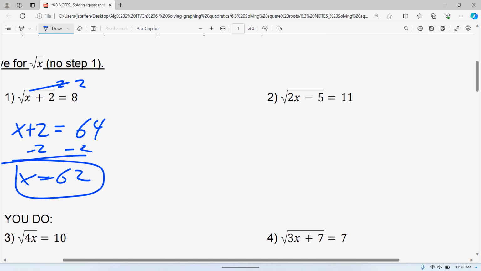Number 2, same thing. We have the square root by itself already, so we need to cancel that before we do anything else. So you square both sides. 11 squared is 121, and then we're left with the rest of the equation.